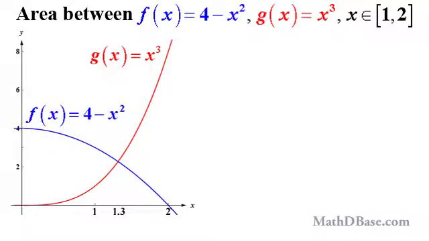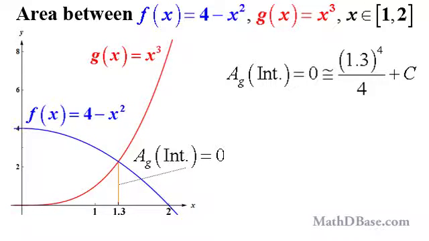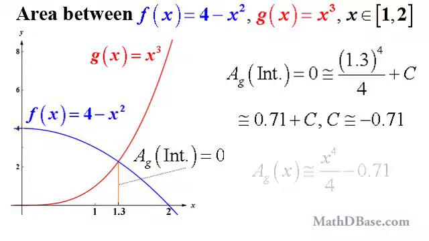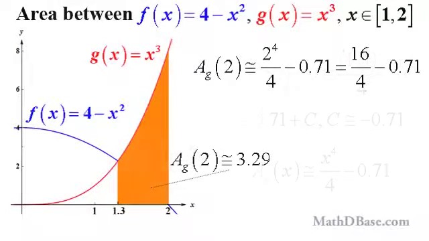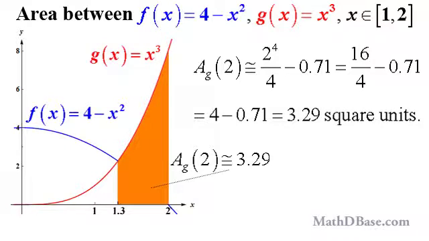In the closed interval from the point of intersection of the graphs of f and g to x equals 2, the graph of g is above the graph of f. At the intersection point, the area between the graph of g and the x-axis is 0, so the constant of integration for g's area function will have a value of negative 0.71, and the area function itself will be x to the fourth over 4 minus 0.71. From the point of intersection to x equals 2, the area between the graph of g and the x-axis is approximately 2 to the fourth over 4 minus 0.71, or 4 minus 0.71, which comes to 3.29 square units.